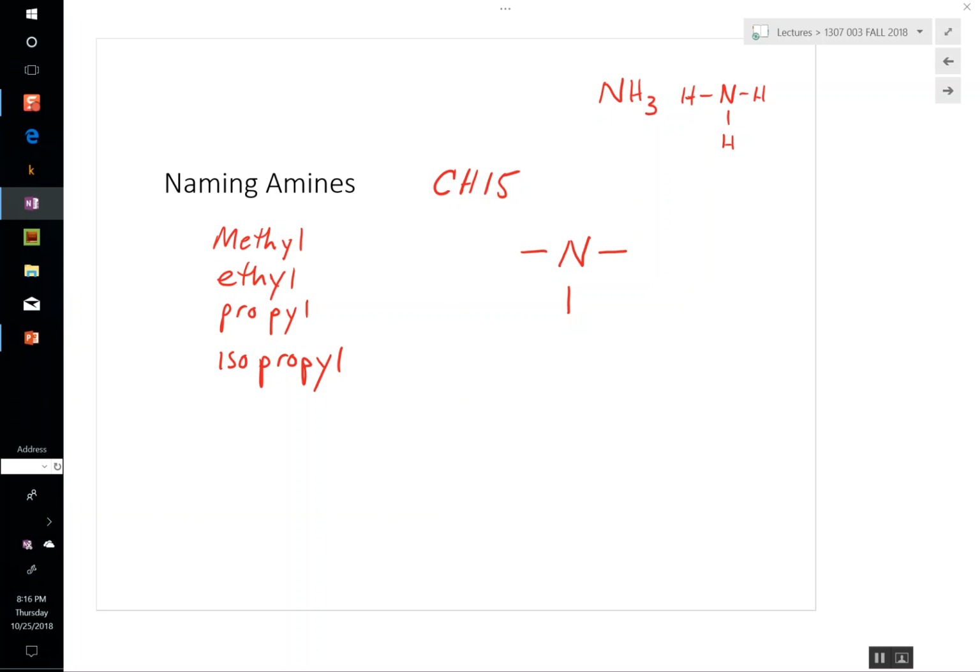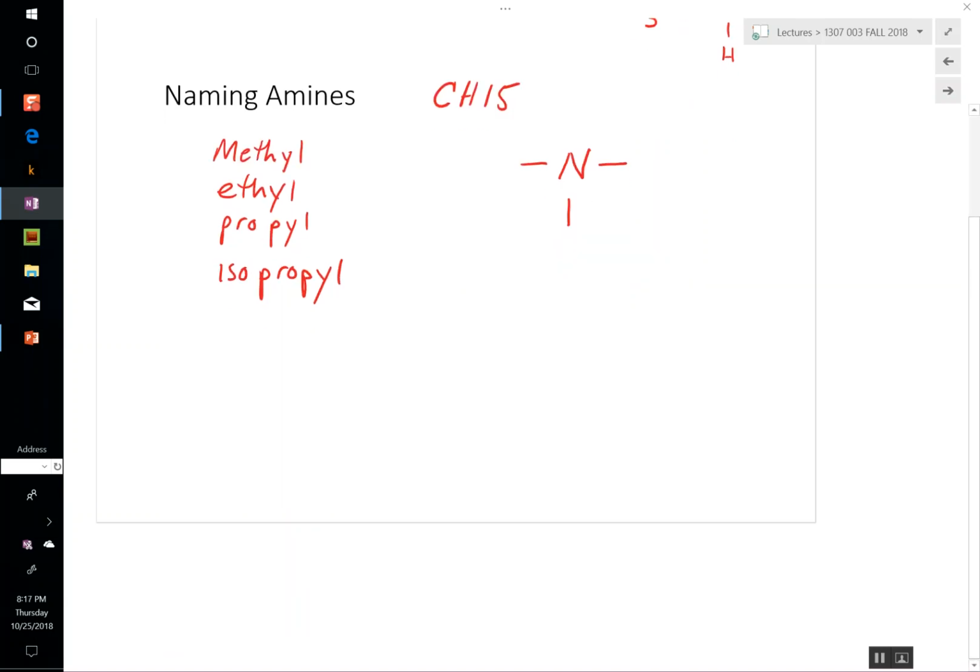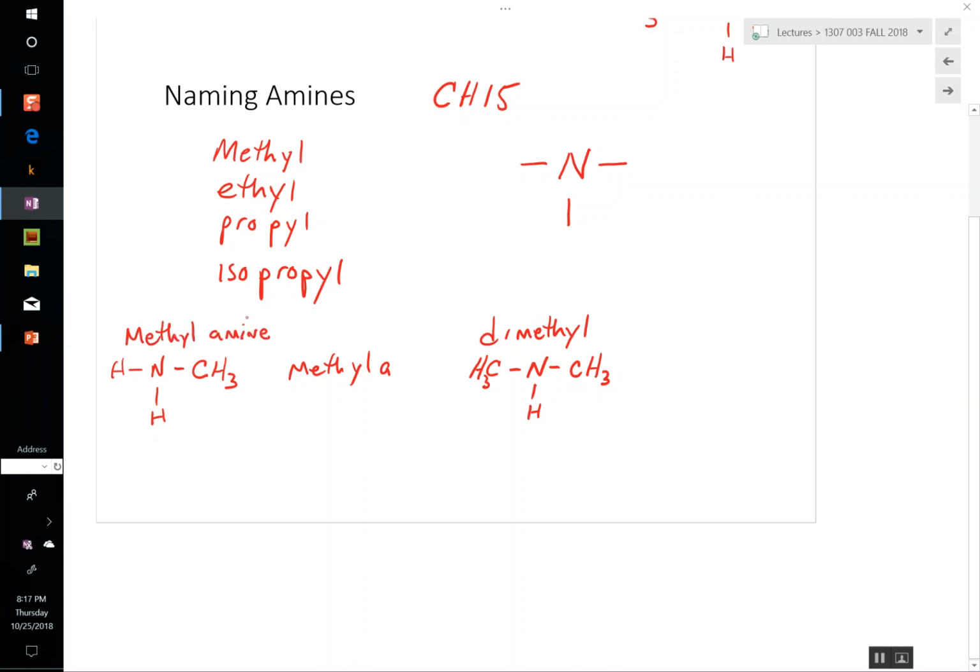So any one of these, you put one of them on there, you put one methyl group on the nitrogen, and you have methylamine. It's simple as that. If you put 2 methyl groups on there, you've got dimethylamine. So this was methylamine, and this other one is dimethylamine.